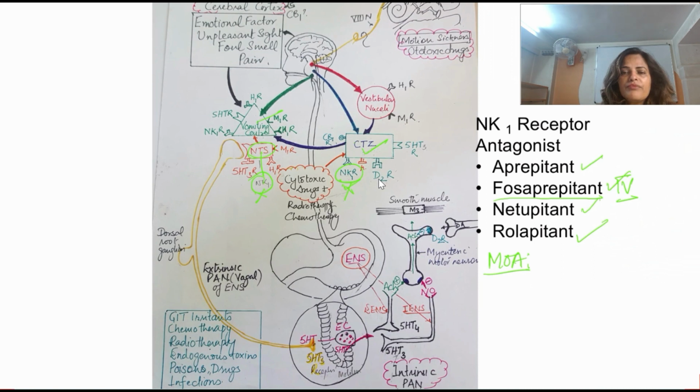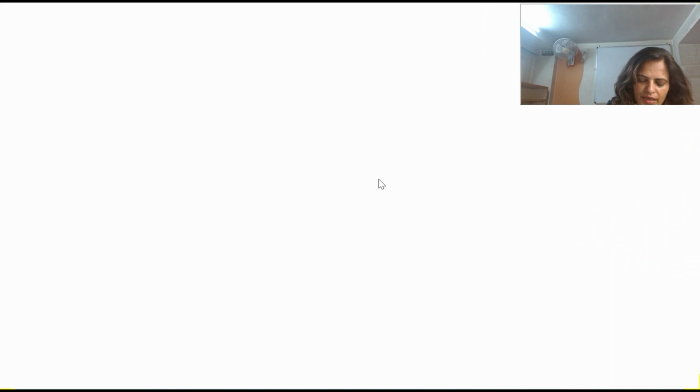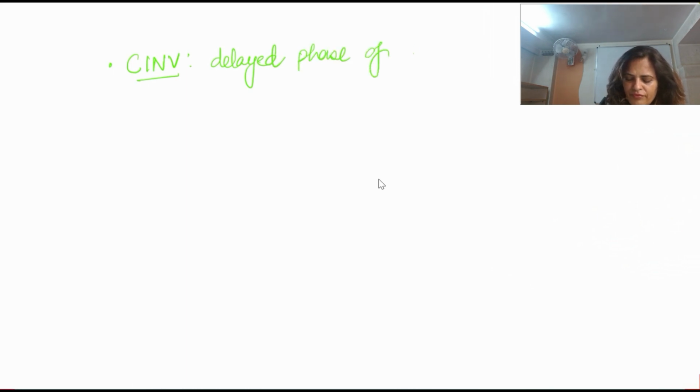So where can we use this group of drugs? Uses are again chemotherapy induced nausea and vomiting. Here it is mainly used for the delayed phase of chemotherapy induced nausea and vomiting, especially if the person is taking multiple cycles of chemotherapy; there it is useful.